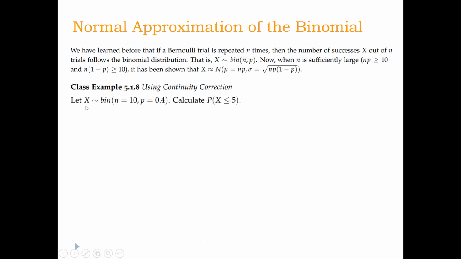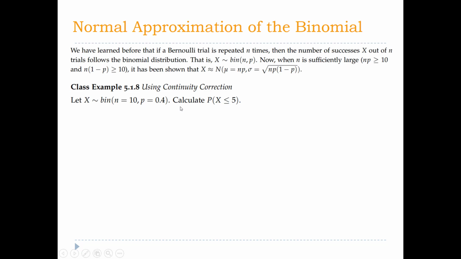So suppose we let x be binomial with n equals 10 and p equals 0.4. This is actually an example where n is not large enough. It's not sufficiently large because if you multiply n times p, we only get 10 times 0.4, which is 4. That's not even bigger than 10. But I want to show you that even if n is not that large, the approximation we get using the normal density is actually pretty good. And if you satisfy those two conditions, then your estimates will be even better.